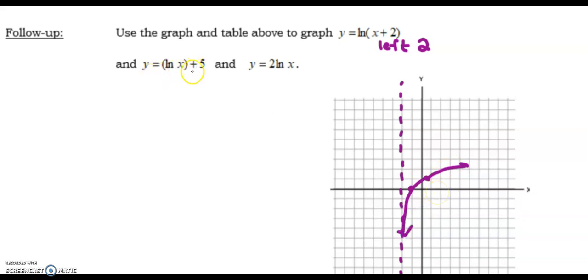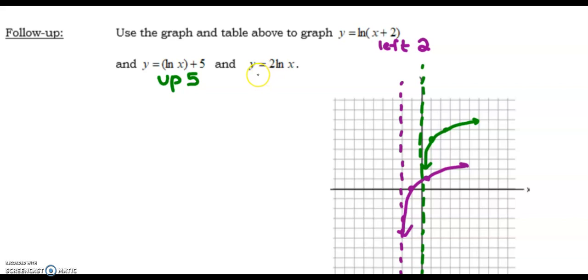Natural log of x plus 5 just moves the whole graph up 5. So my original graph, again, vertical asymptote was at 0. And if I take that vertical asymptote and shift it up 5, well, it's still at 0. The point (1, 0) is now going to be up at (1, 5). And the point (e, 1) is now going to be up at (e, 6). So we'll have shifted up 5 units. So there's the one that's up 5.